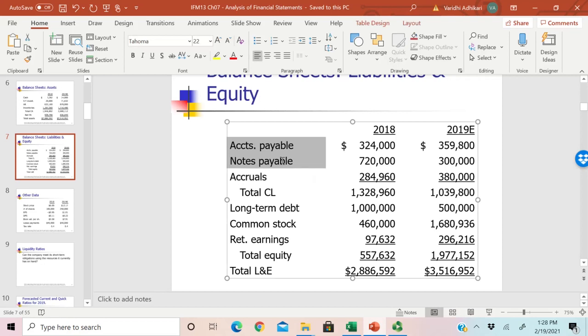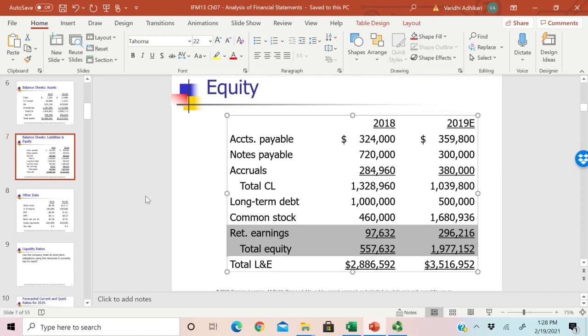Some of these things are financed, for example, by suppliers. That produces accounts payable: when you buy on credit and haven't paid yet. Notes payable are short-term loans from banks. Accruals are wages and salaries that you have accrued but not actually paid yet, so in some ways your employees are financing you. Those are current liabilities. Then the main long-term financing sources are long-term debt and common equity, and any earnings the company has retained over time as opposed to distributing as dividends.